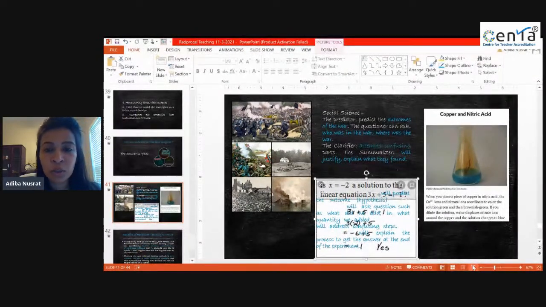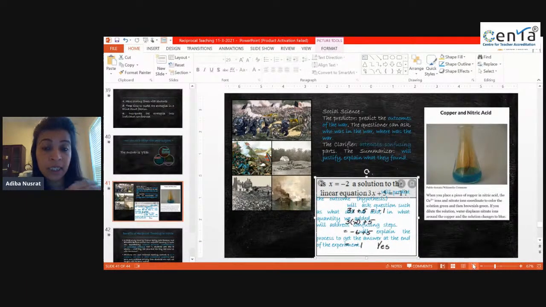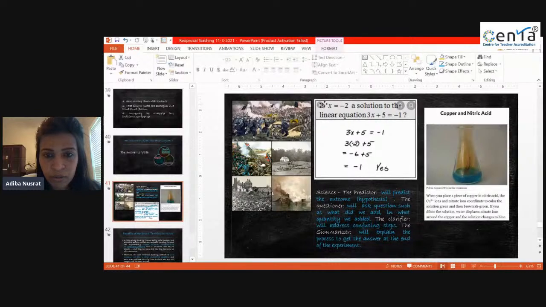Okay, so the social sciences. As a predictor, you can predict the outcomes of the war. The predictors here with the social sciences, you can ask the predictor to predict the outcomes of the war. The questioner can ask who was in the war, where was the war. The clarifier, the students can attempt the confusing parts, and as a summarizer, they can justify and explain what they have found. It's going a very different way than I've planned.